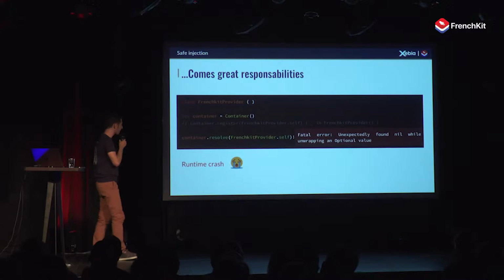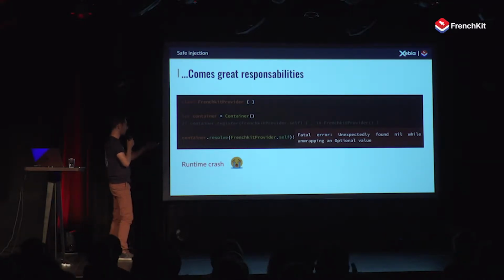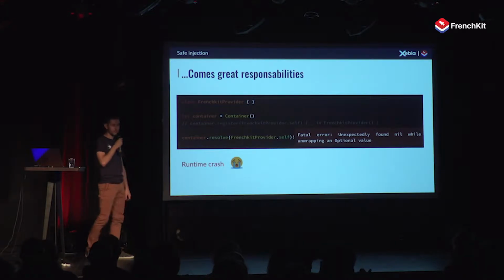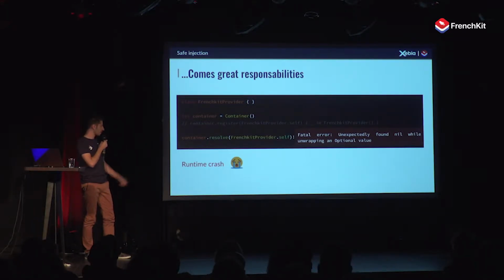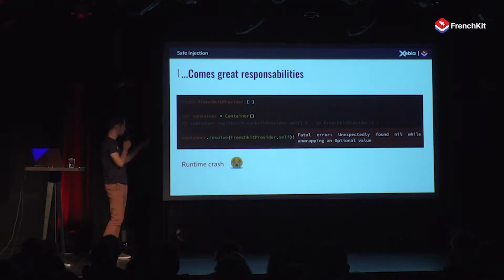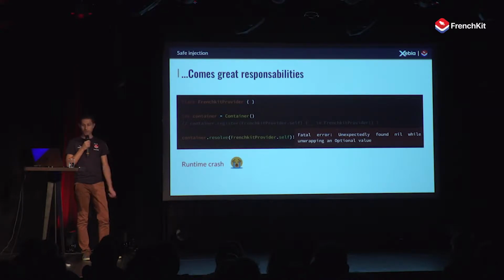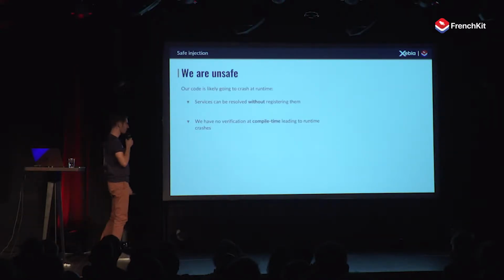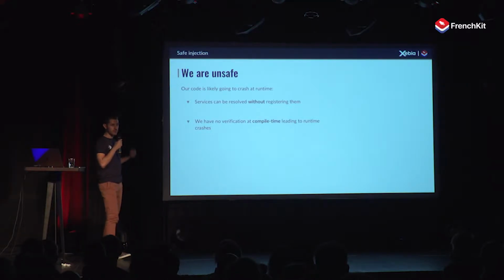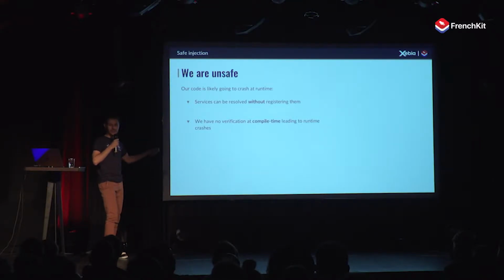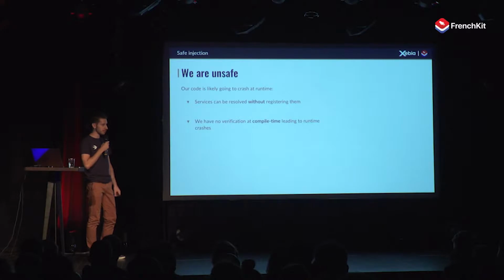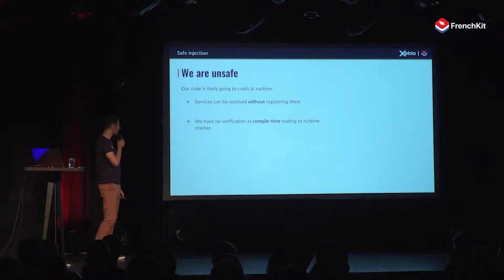So let's dig a little deeper. We had a runtime crash because we got an unexpected nil optional. And of course, we had this unexpected nil optional because we didn't call register before doing the resolve. So we are unsafe. We are unsafe because we were able to resolve without registering first. And we are unsafe because I was able to launch a rocket with this code without having the compiler telling me at compile time that it would fail. And this is not really nice.